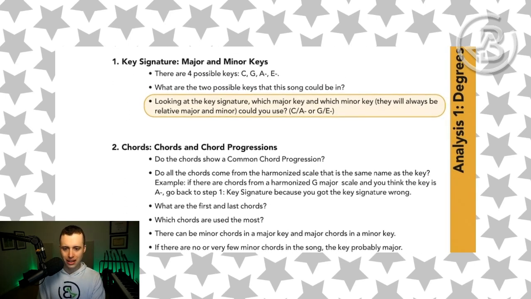Number 1, key signature, major, minor keys. There are 4 possible keys for level 1 lead sheets. That's going to be C major, G major, A minor, E minor. So ask yourself, what are the 2 possible keys that this song could be in? Look at the key signature. Which is the major key? Which is the minor key? They will always be relative major and minor. Which keys could you use? Is it going to be C major and A minor, or G major and E minor?